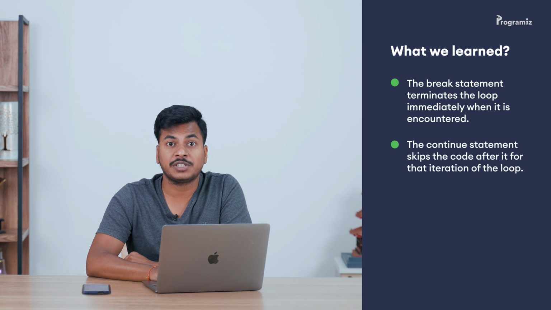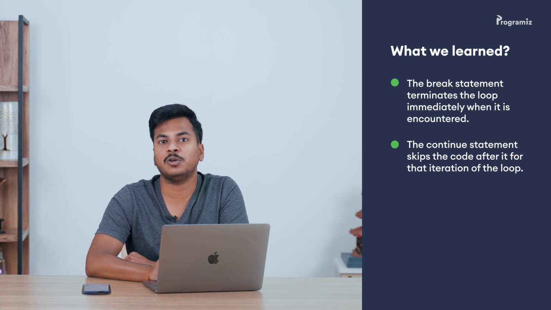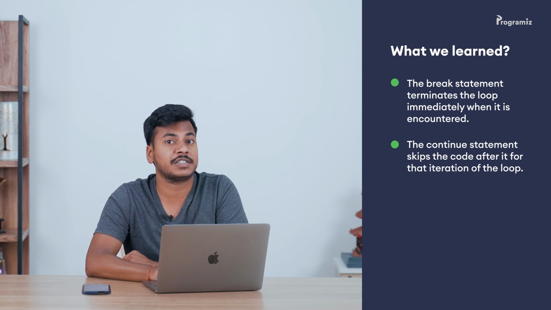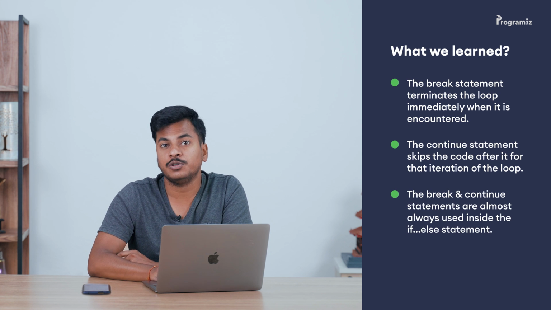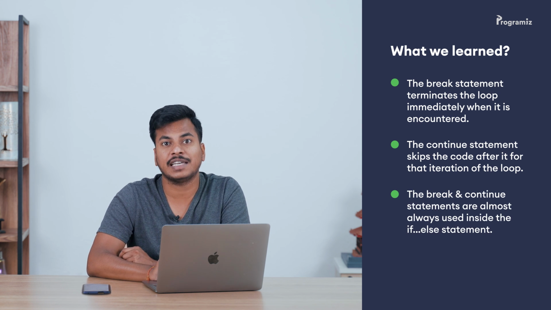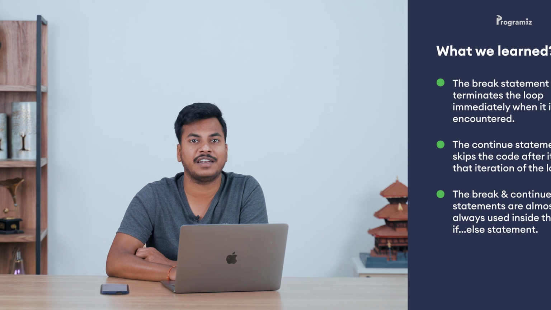Let's recap the concepts we learned in this video. The break statement terminates the loop immediately when it is encountered. The continue statement skips the code after it when it is encountered. Most of the time, we want to change the way loops work only when a certain condition is met. That's why we usually use break and continue inside the decision-making statements like if and else.